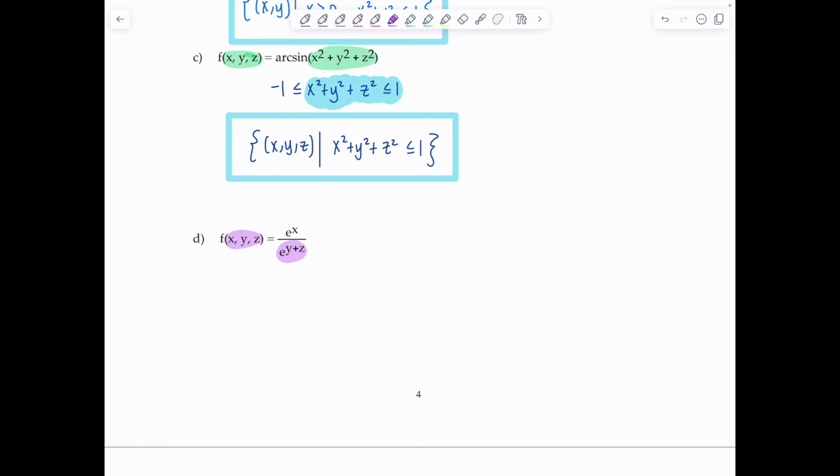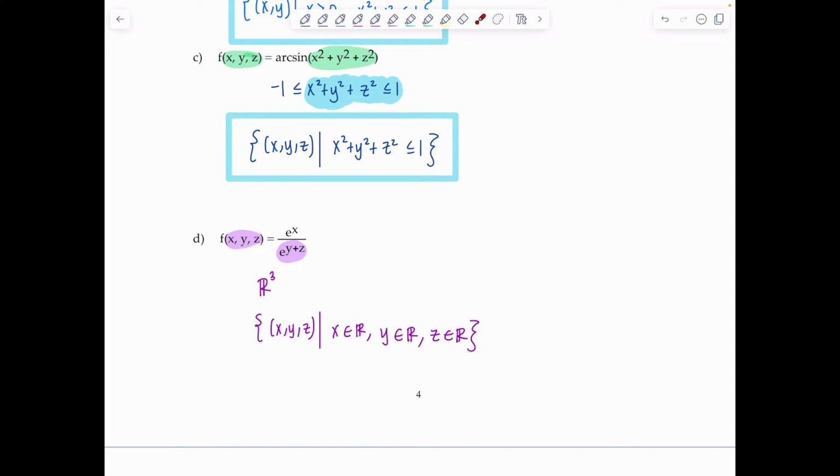The domain is going to be all of R3. So they literally could have just written this. Some really wanted to write it out in set builder notation. Okay, fine. So you can write x, y, z such that x can be any real number, y can be any real number, z can be any real number. There's a variety of ways.